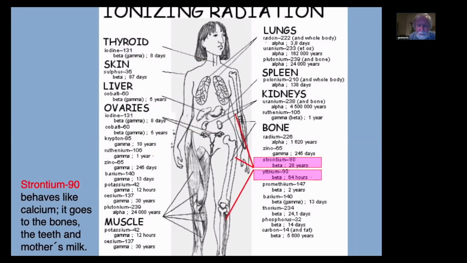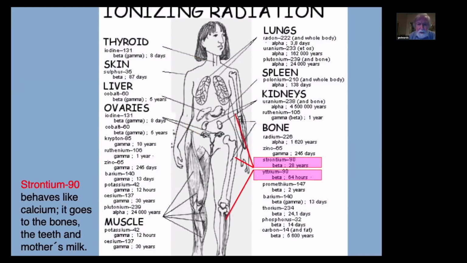Another one is strontium-90. Strontium-90, again, there is no such thing as radioactive strontium in nature. It's only produced inside nuclear reactors. And that's true of most of these radioactive materials. They're created solely inside nuclear reactors. They don't exist in nature for the most part.